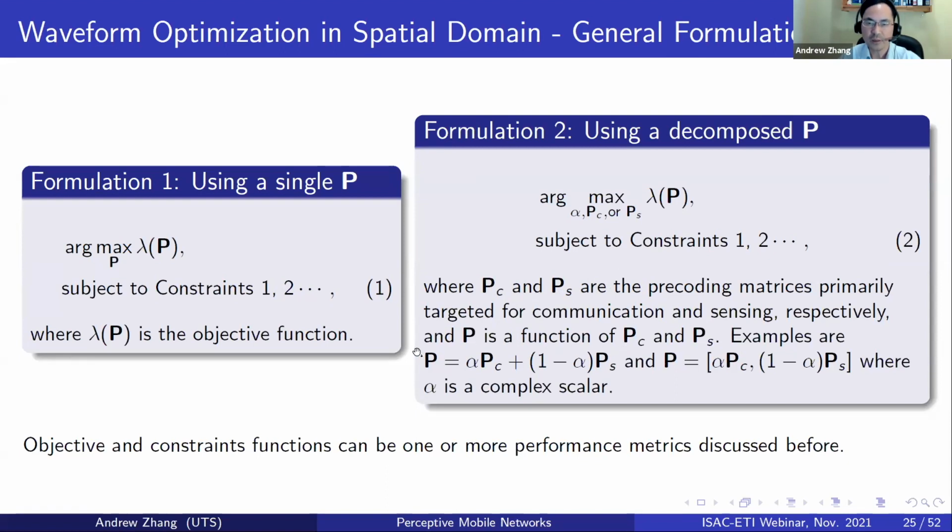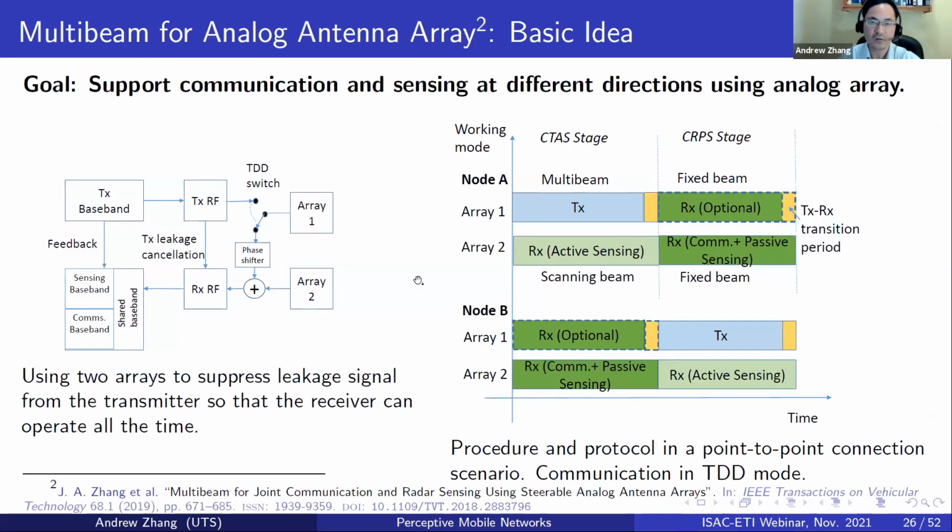One example is p is equal to a linear combination of pc and ps. Then we try to optimize the alpha, the combining coefficient here. They can also be formed as submetrics for the p. And we can also optimize some weighting factors in the way of forming p. We will have a look at a multi-beam design approach to understand the two approaches in more detail.